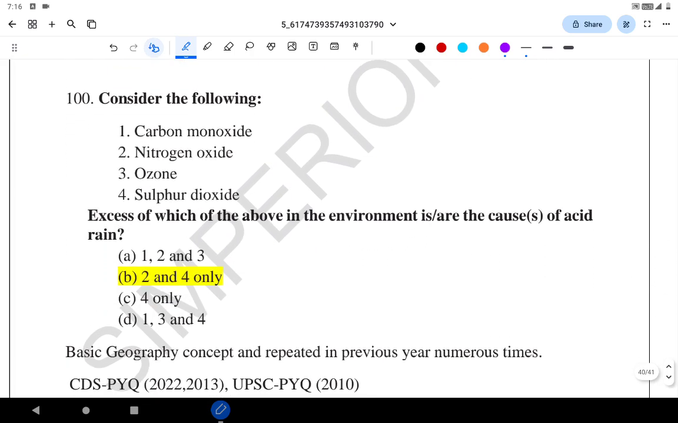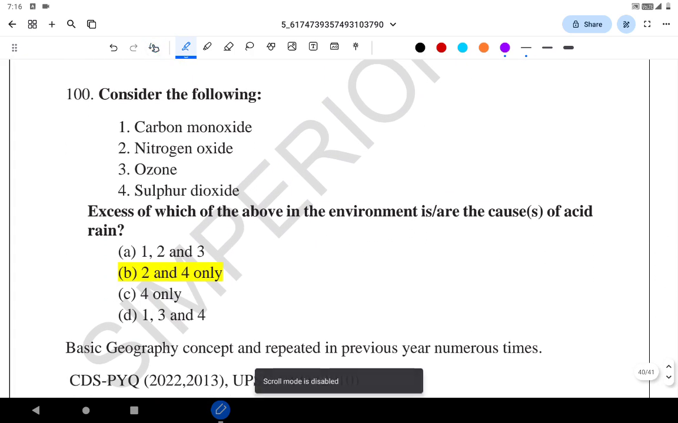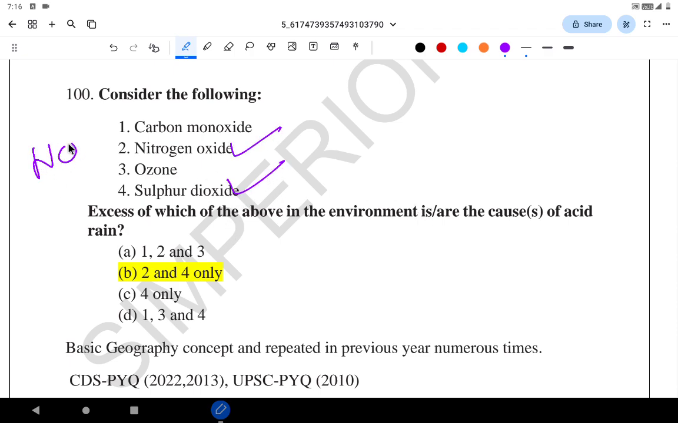Last question, related to acid rain. Which of the following in the environment is the cause for acid rain? That is nitrogen oxides and sulfur dioxides. That is nitrogen oxides NOx and sulfur oxides or sulfur dioxide. It's basic geography. This particular question, look here, CDS 2012, 2013, UPSC 2010. So I already asked 3 times.